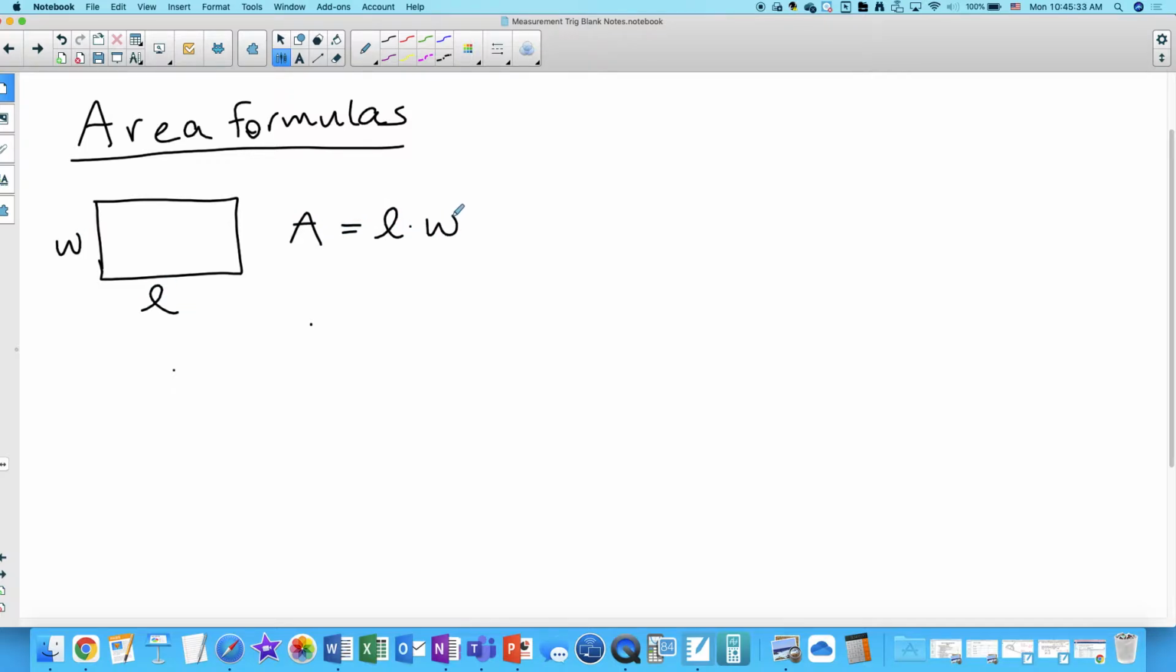Okay, there's a square, which is just a rectangle with 4 equal sides. So I'm just going to call this side length x. And so if it's length times width, it would be x times x, right? So the area here is x squared.